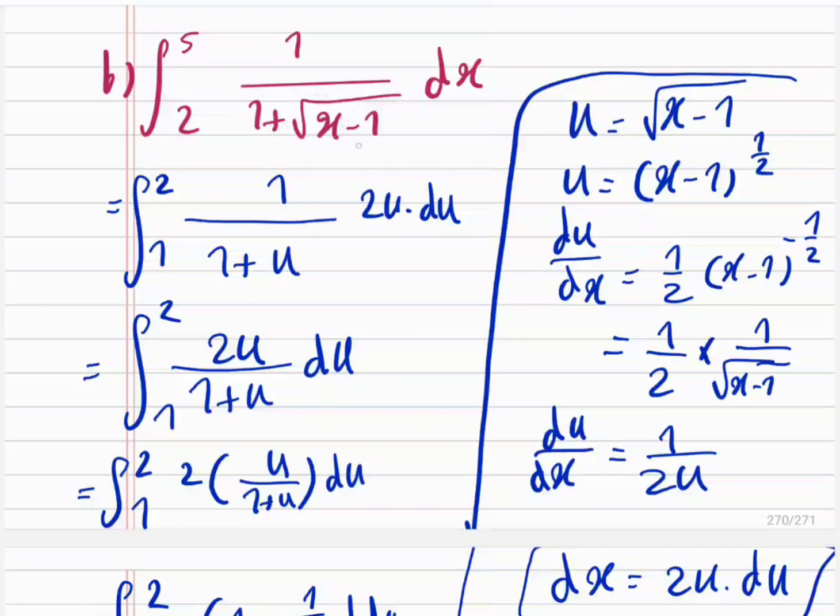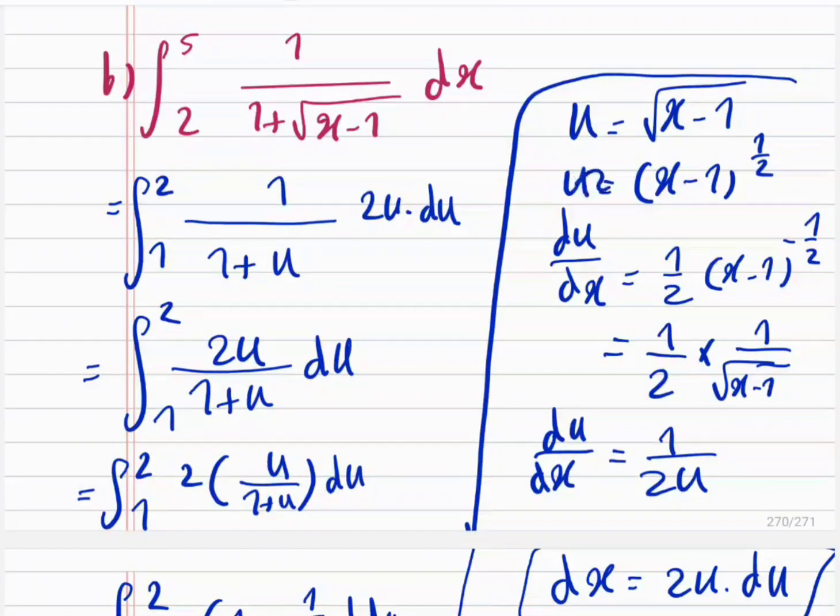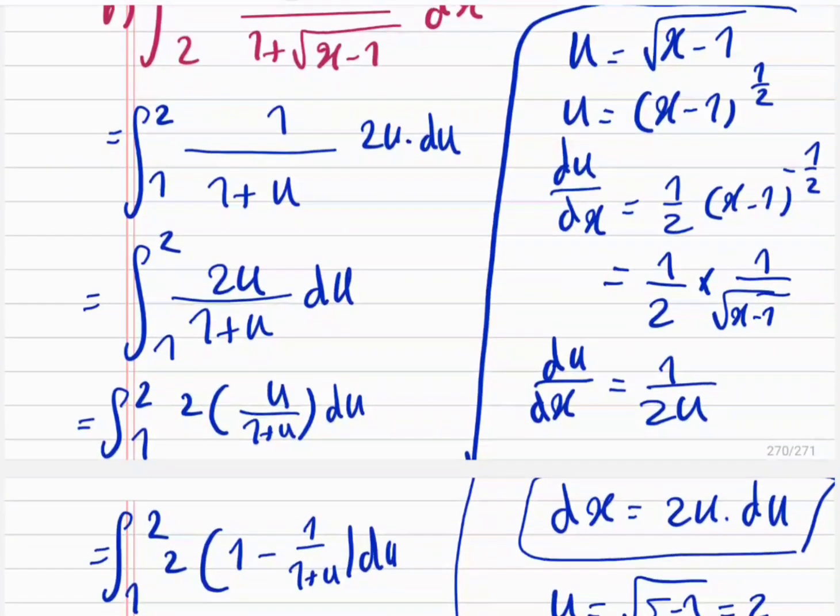But when we take the entire square root equal to u, then that allows us to have some nice algebra. So we take u equal to root x minus 1, which is equal to x minus 1 to the power of half, and now we differentiate that and we get a half times x minus 1 to the power minus a half. But this can be rewritten as a half times 1 over root x minus 1.